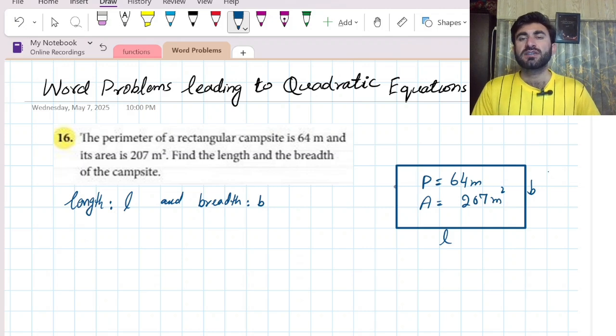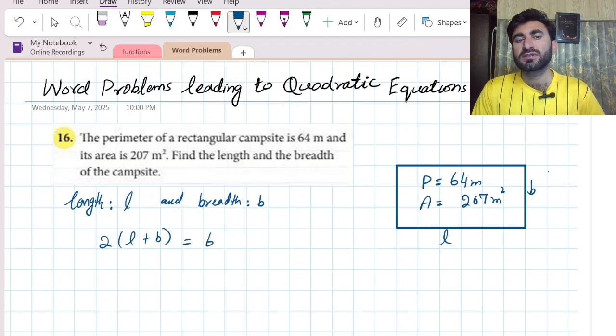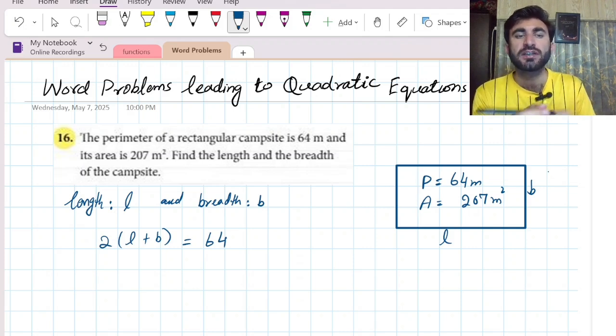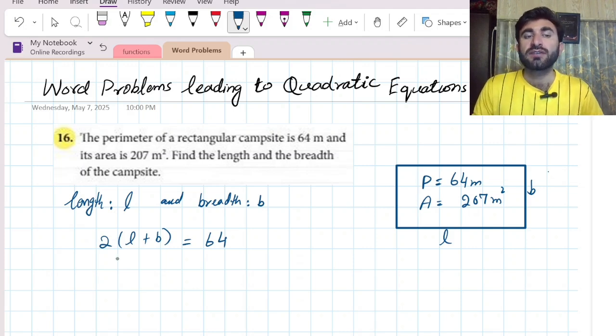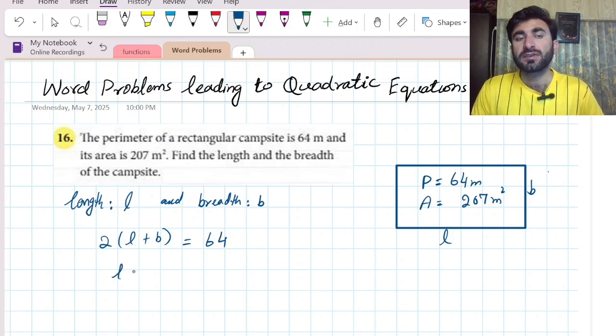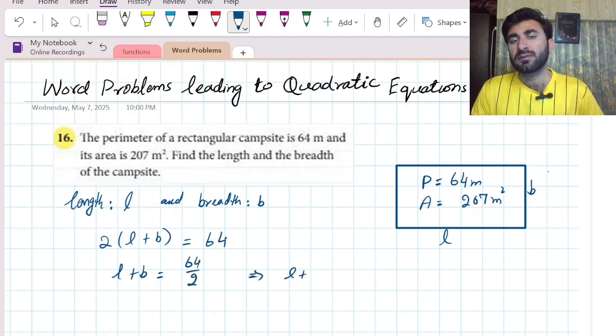So first, starting with the perimeter, we know what the perimeter of a rectangle is. It's 2 times length plus breadth, so it equals 64. Now from this equation we can express one of the variables, length or breadth, in terms of the other. So first I have to move 2 to the right hand side. It will become length plus breadth equals 64 divided by 2. So the sum of length and breadth will be 32.